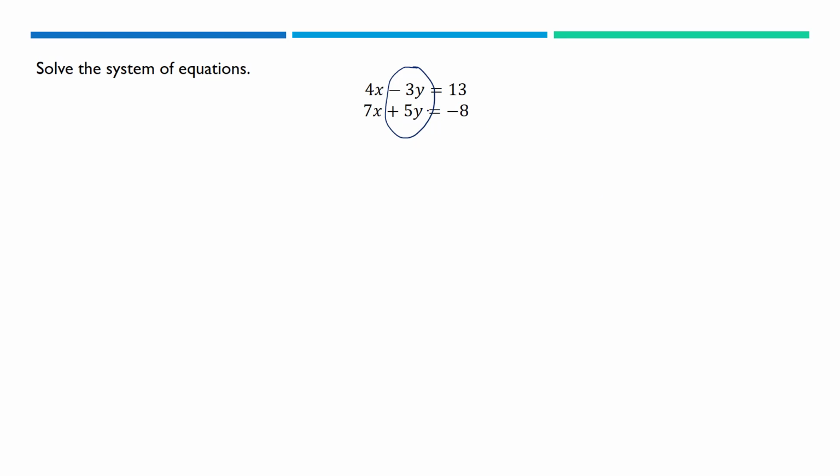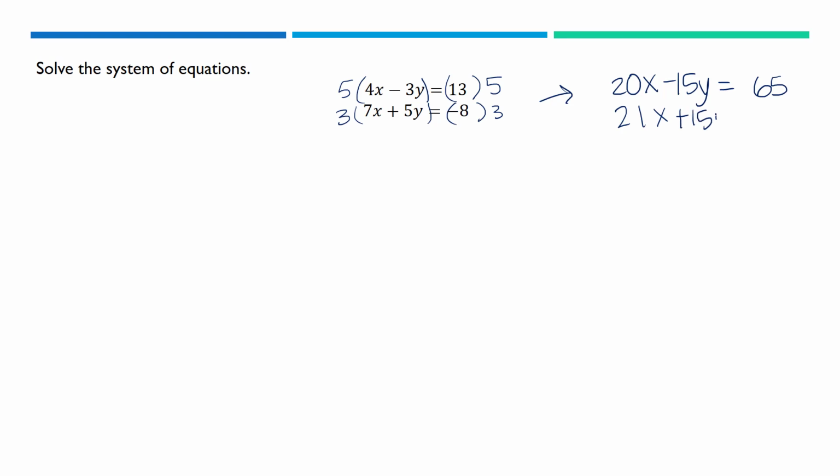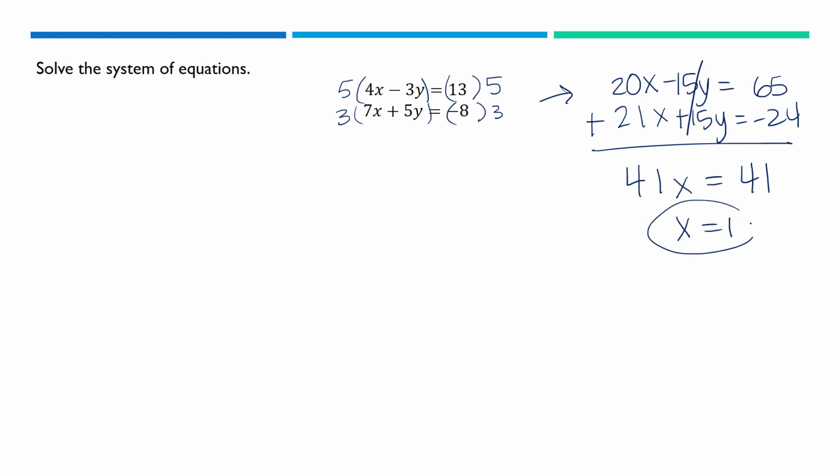If we multiply the top equation by 5 and the bottom equation by 3, both of those coefficients will be, well, negative 15 and positive 15. So let's try that. Multiplying both equations this time. It gives me 20x minus 15y equals 65, and 21x plus 15y is negative 24. This time when I add those, my y's disappear. I've got 41x equals 41, so x has to be 1.